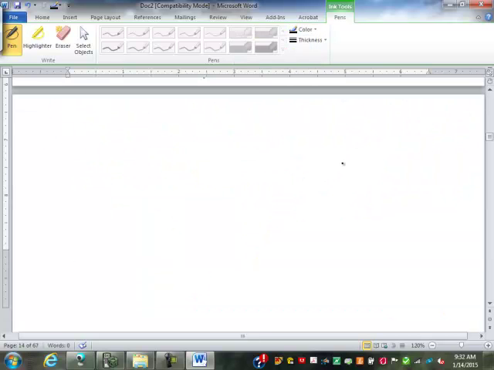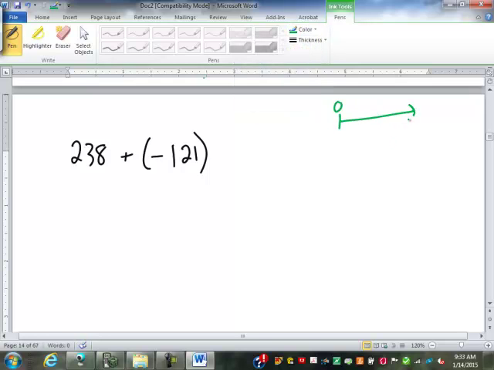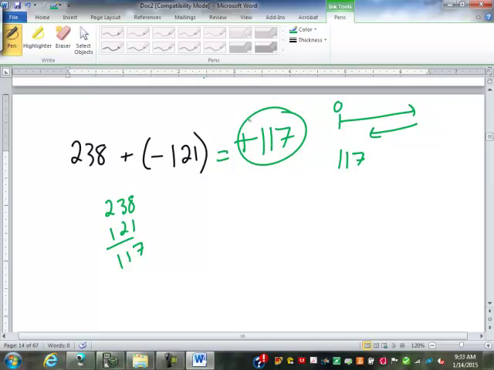So that if we get into bigger numbers, like 238 plus a -121, still, here's 0. 238 is bigger, is positive, it goes that way. Negative 121 is negative, so it goes the opposite direction, but it's shorter, so it goes like this. So that tells me my answer is still positive and is the difference between 238 and 121. So it's 117, positive 117. Makes sense?